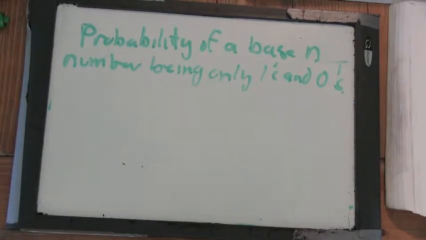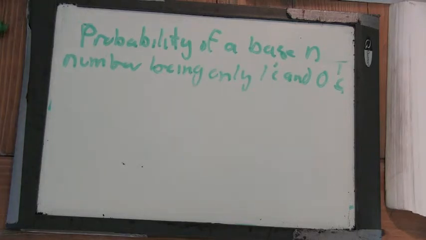Okay. What do you think is the easiest base that we could do this calculation in? Maybe base 2. All right, so what's the probability in base 2 of a number being only ones and zeros? It's 1. Why is the probability 1? Because it's 1 out of 1, all the numbers. So we have to simplify the problem just a little bit because it's hard to do in general.